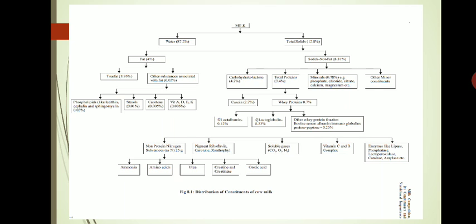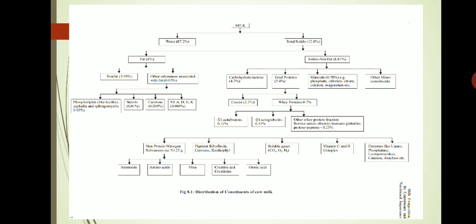So milk has both fat as well as solid not fat. If you consider fat, the other substances associated with fat are phospholipids like lecithin, cephalin, sphingomyelin, then sterols, which are present in very trace amounts, then carotene, then vitamins A, D, E, K. These are all fat soluble vitamins.